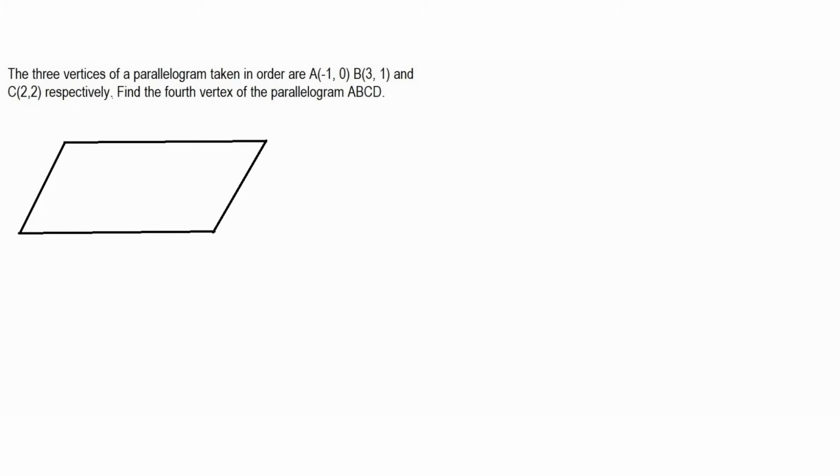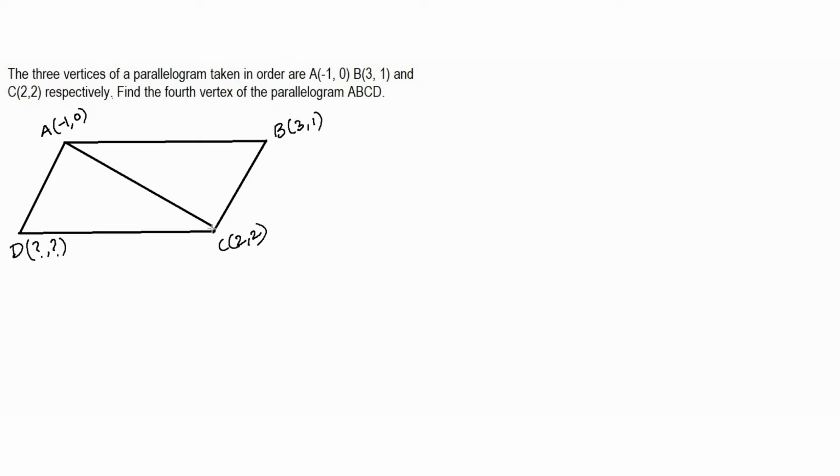consider that this is the parallelogram. So this is A of (-1, 0). This is B of (3, 1). And now I have to continue going in the same order. This is C of (2, 2). And we have to find the fourth vertex of this parallelogram. So this is what we are supposed to find. The coordinates of the point D.